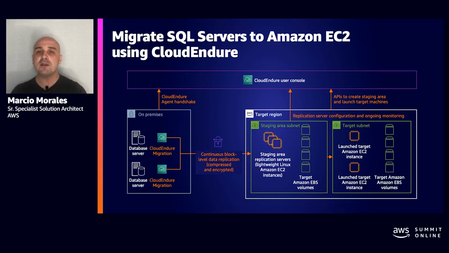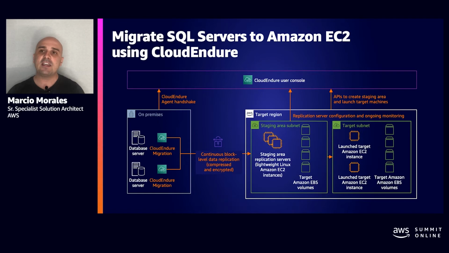At the time CloudEndure finishes the replication, you can access the CloudEndure web console, and CloudEndure can orchestrate an Amazon EC2 launch and attach all those EBS volumes that contain your block-replicated data from on-premise to this instance, and then you can test your environment.